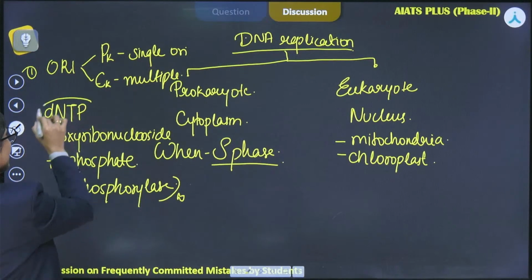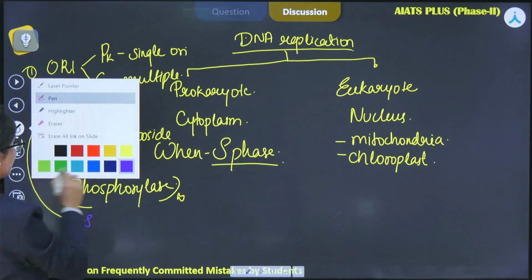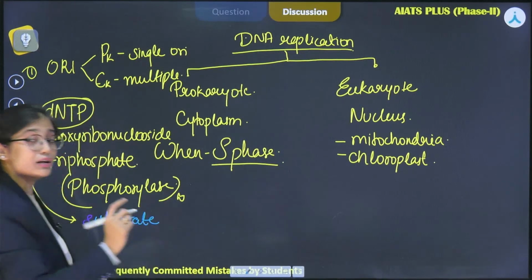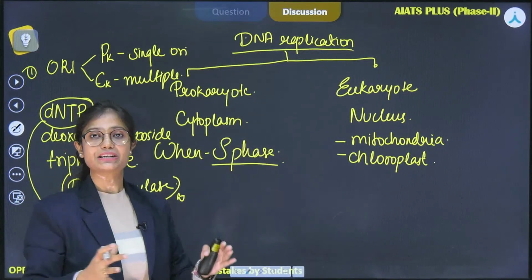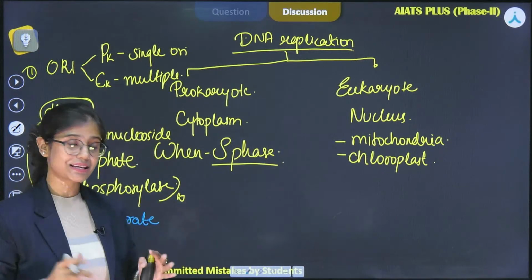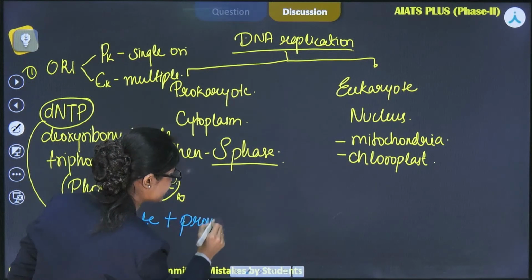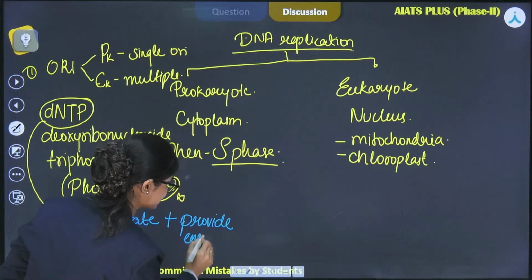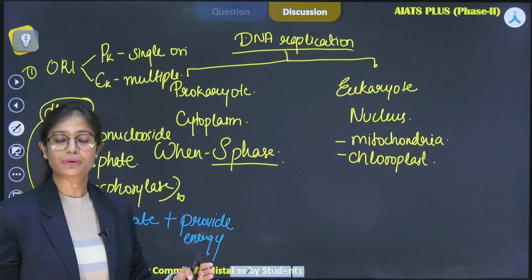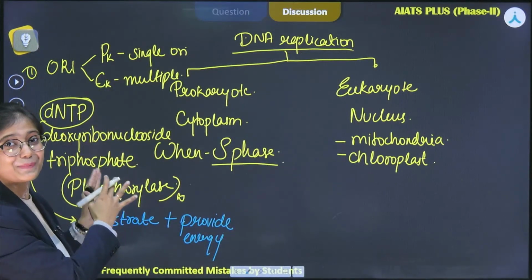Because this will act as a substrate. I think this color is not visible. Yeah, this will act as a substrate. Along with that, it will provide energy to this process, as this is a very energetically expensive process in the cell. Substrate plus it will provide energy to the process. How? When the phosphate group breaks down, a high amount of energy will be released, which will be utilized in the process. So this is how it will help in the process.